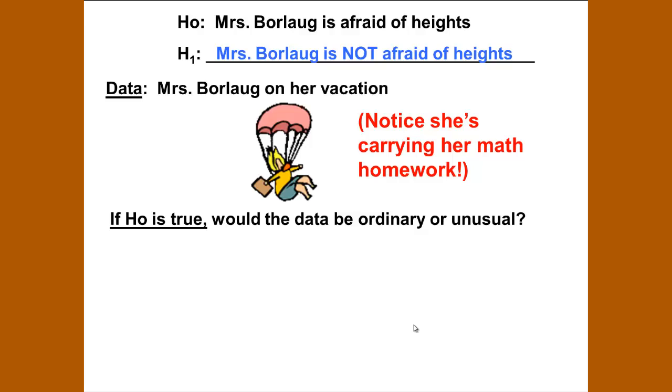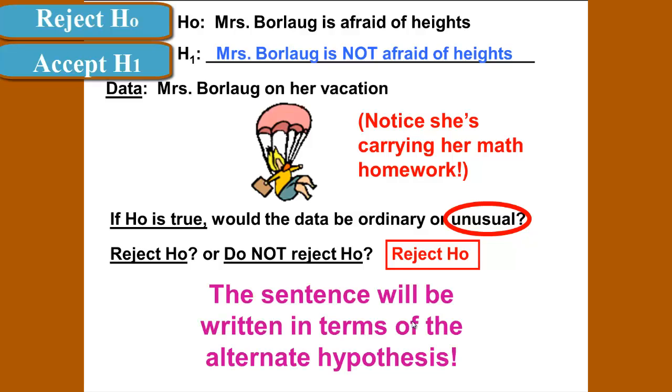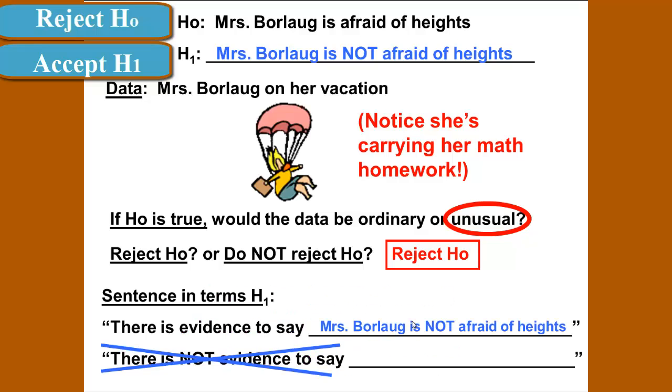Well, if the statement is true, the picture would be unusual. And if it's unusual, would that mean that we should reject H0 or do not reject H0? That means we should reject H0. The sentence will be written in terms of the alternate hypothesis. Therefore, there is evidence to say that Mrs. Borlaug is not afraid of heights.